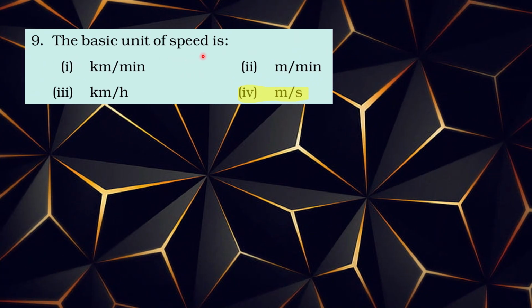Ninth one, the basic unit of speed is meter per second.